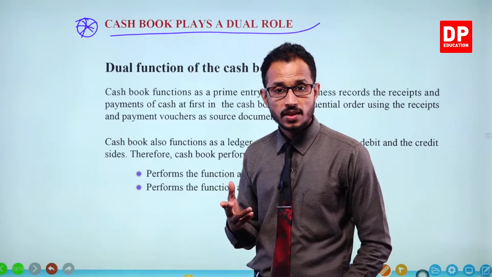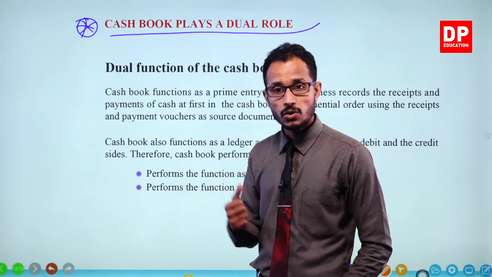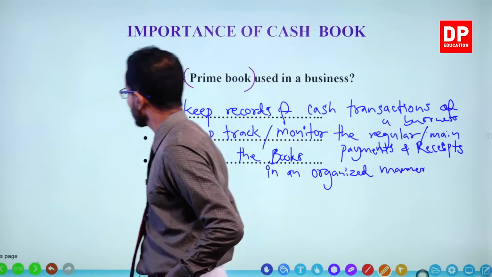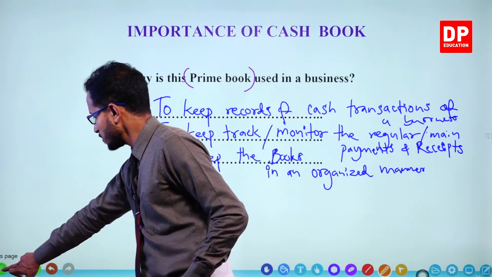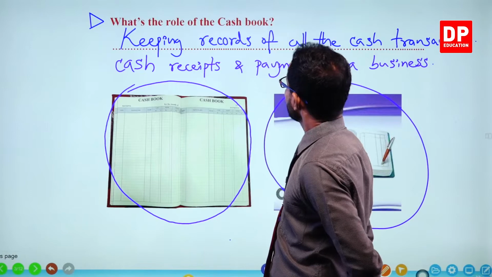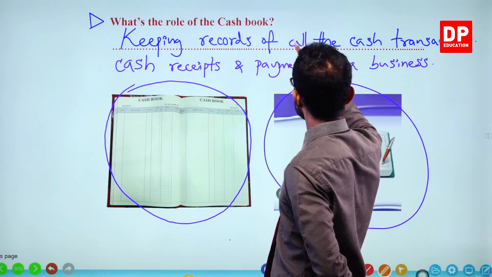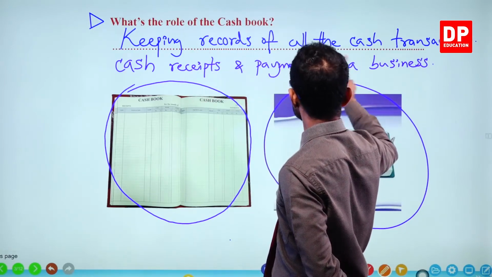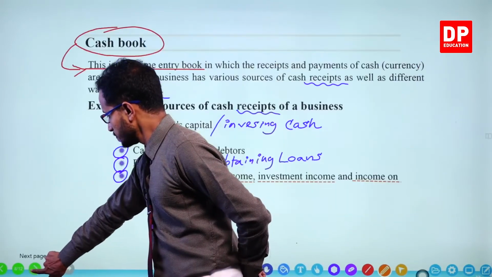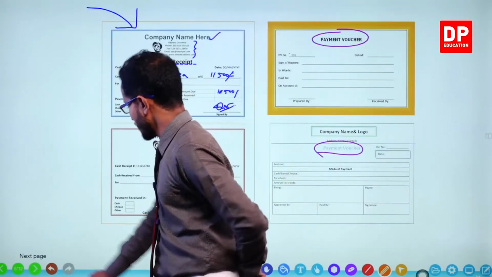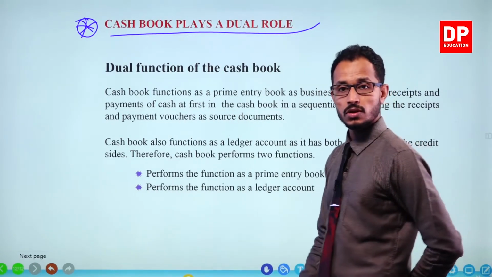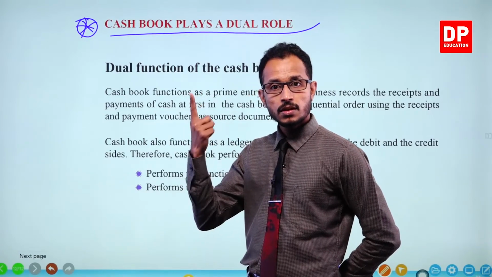In the beginning, children, we talked about the role of the cash book. Remember? The importance of the cash book, and the role of the cash book. Role: keeping records of all the cash transactions, cash receipts and payments of a business. This is the role of the cash book. The format is given here. Now here in this slide it says the cash book plays a dual role. Not one, but two.